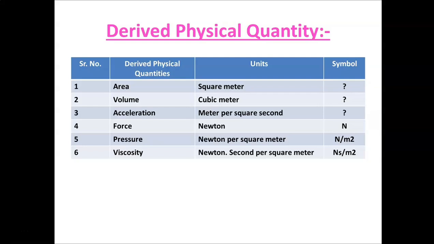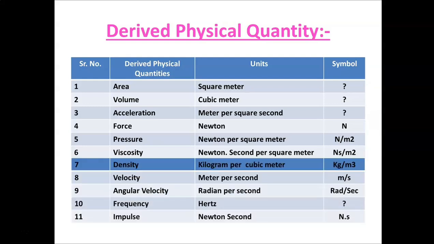Next, pressure, newton per square meter, that is newton per meter square. Here the m square is a superscript. Okay, 6th one, viscosity, newton second per square meter, Ns per meter square, and so on. It means density, kg per cubic meter, velocity, meter per second, angular velocity, radian per second.